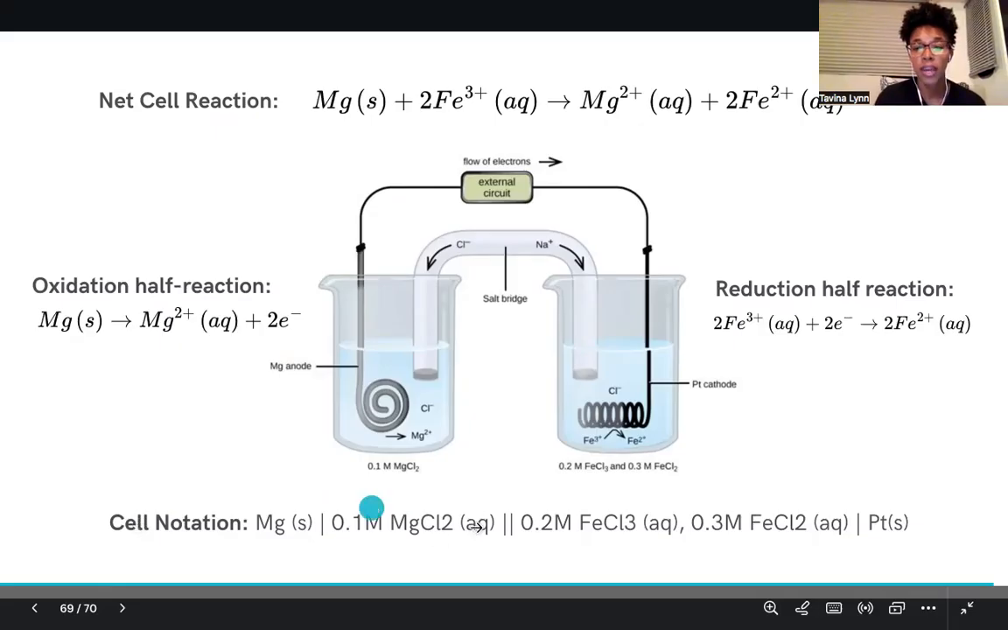Again, instead of 0.1 molar magnesium chloride, we could have just put magnesium 2 plus aqueous. And here we could have put iron 3 plus, comma, iron 2 plus, this vertical line, platinum solid. Either one will work.